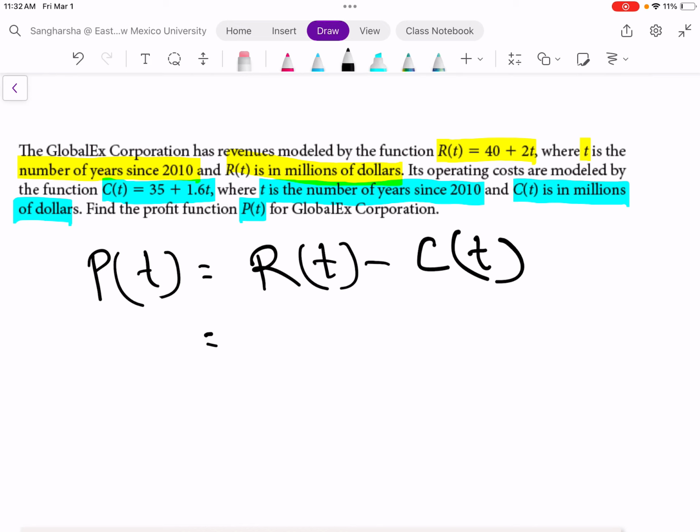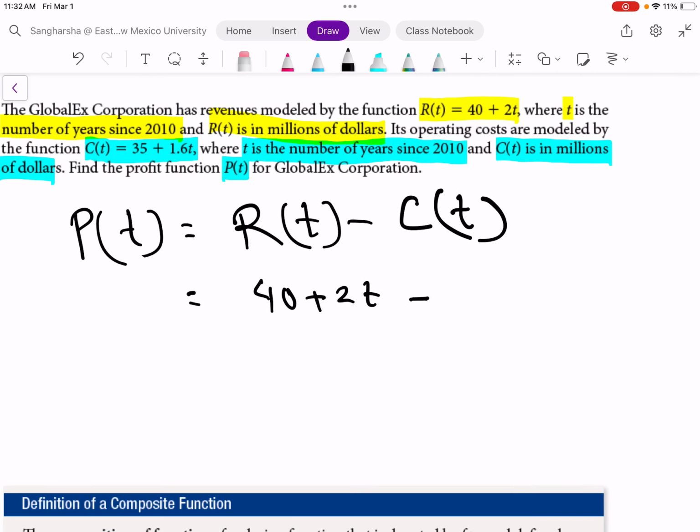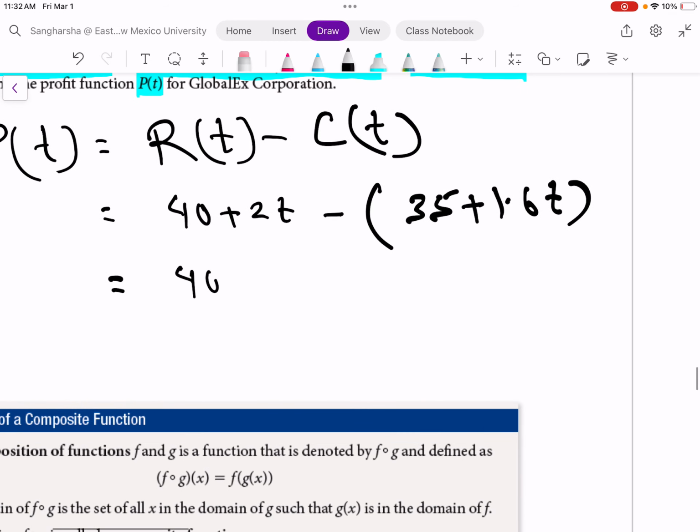Do you have any question on this expression? You have the revenue and you have the cost, and the profit is revenue minus cost. So let's substitute. Our revenue is 40 plus 2t minus, and since we have a minus, make sure to have the C of T inside the parenthesis, 35 plus 1.6t.